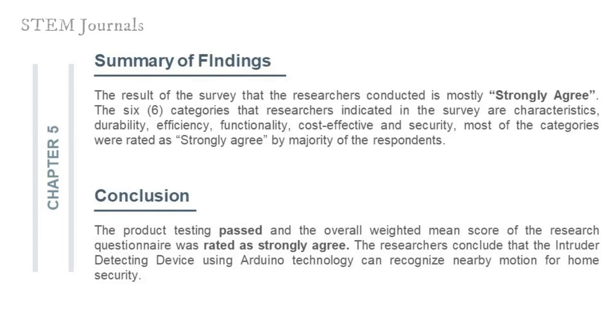For chapter 5, first is a summary of findings. The summary of findings was based on our product testing and the survey data result. For our product testing, all of the materials tested passed during the testing procedure, and those six categories stated on our research questionnaire, namely the characteristics, durability, efficiency, functionality, cost effectiveness, and security, were mostly rated by the respondents as strongly agreed.